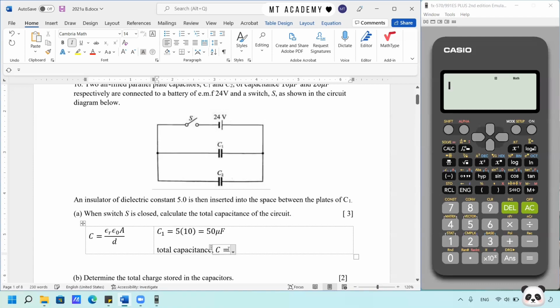And for the total capacitance, they are connected in parallel. So simply, we just do addition, 50 plus 20, and you will obtain 70 microfarad. We move on to question B.